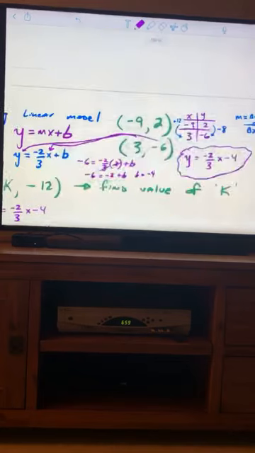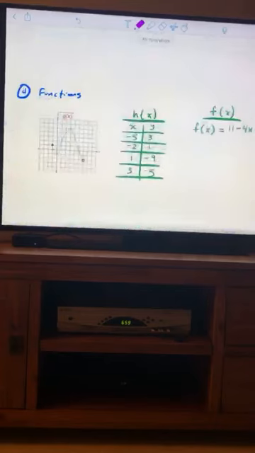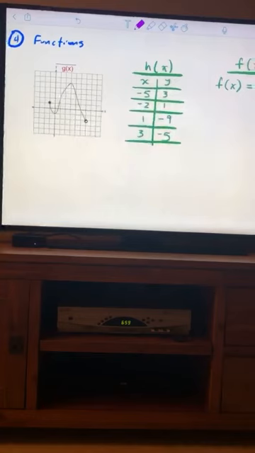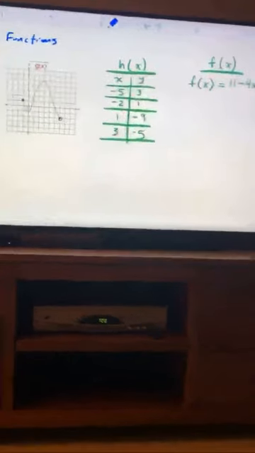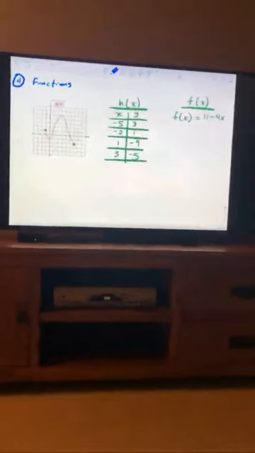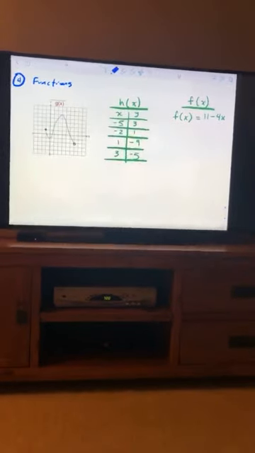All right. Next question, probably one of the more difficult ones because it's relatively new. It can be challenging at times. Looking at functions in three different formats: a graph, a table, and an equation. And you're going to be asked a few questions about this.